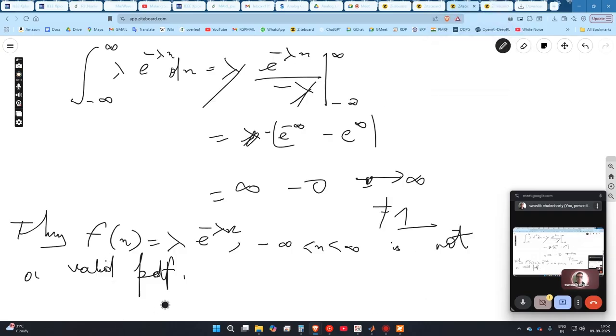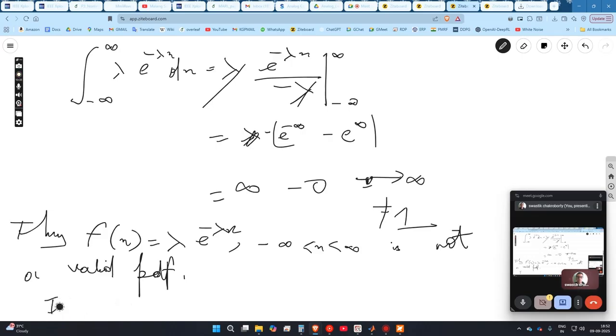So thus f(x) is not a valid PDF. Now, if you change the domain from the entire real line to minus infinity to 0, so you only take the non-positive numbers, then within minus infinity to 0 it can be shown that f(x) is a valid PDF.